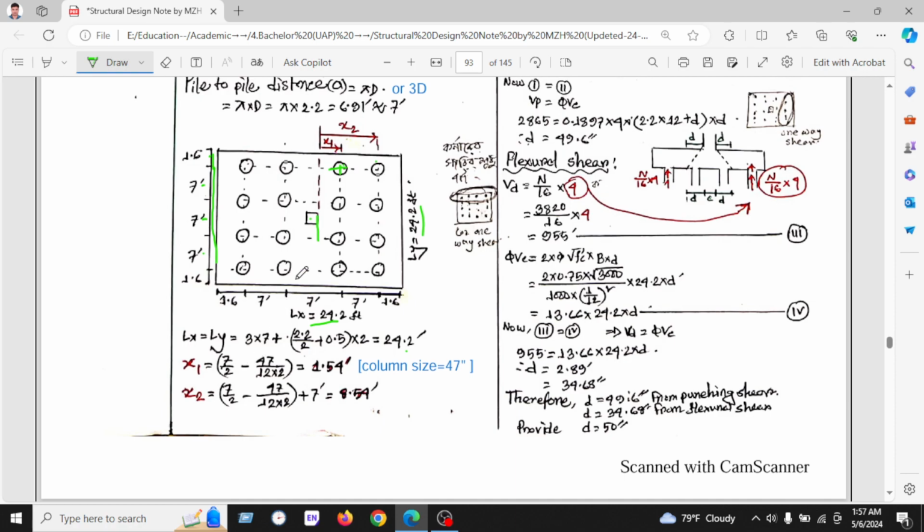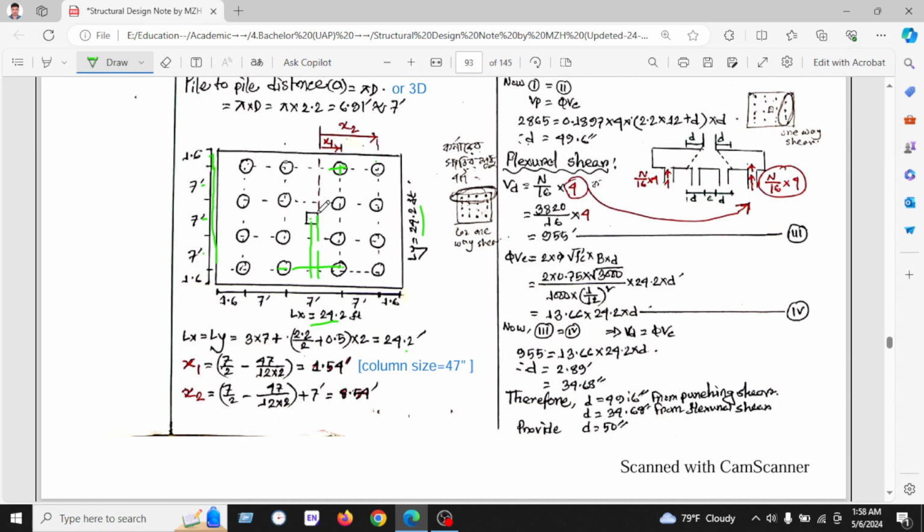Here is 7 by 2. Here 7 is the pile to pile distance, divided by 2, which means the column CG. Then we deduct half of the column. Here 47 is the column dimension divided by 2 and divided by 12, which converts it to feet. That means we have calculated from the face of the column to the CG of the piles. Then we found 1.5 feet.